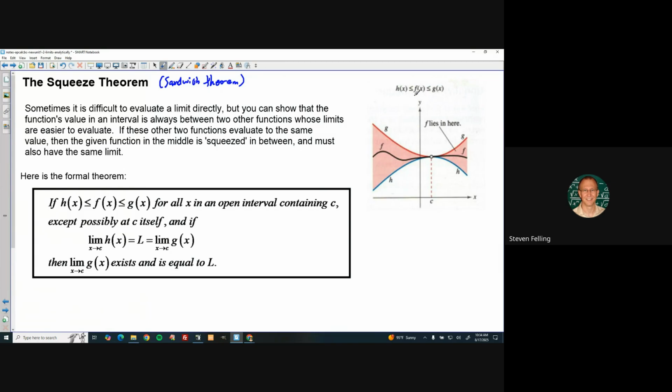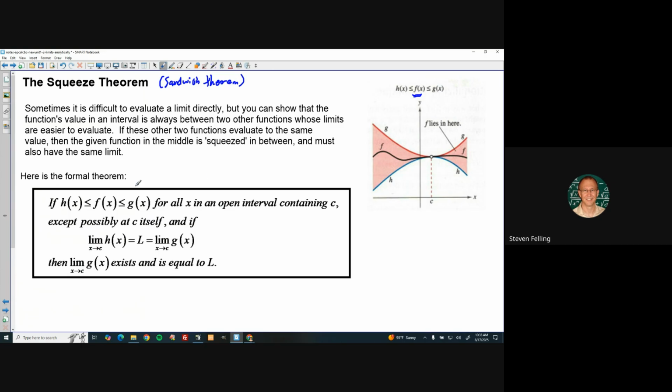So you can say that your target function, you're trying to find the limit of f of x, maybe is always above h of x and always below g of x. So maybe there's this f of x function here. If you can somehow show that this complicated function is always greater in y than this simpler h function and always less in y than the g of x function, then if you can evaluate the limits of the h and g functions and they both evaluate to the same number, that means that this more complicated function is also squeezed to that same number.